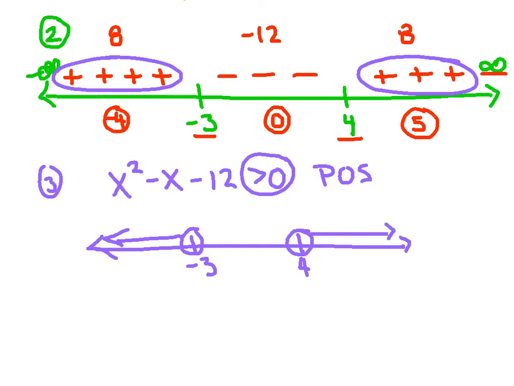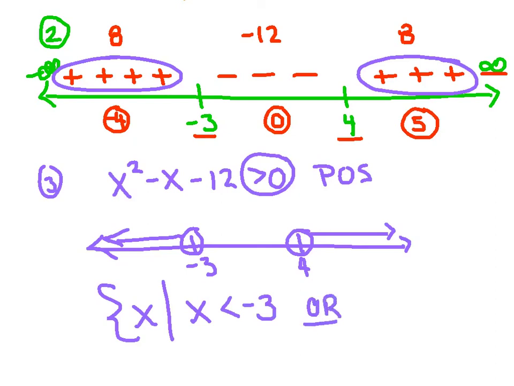And then I'm going to shade to the left of -3 and also to the right of +4. If we want to represent our answer using interval notation, we could say all values of x such that x is less than -3 or x is greater than +4.